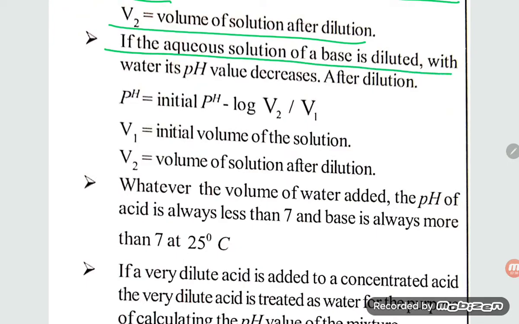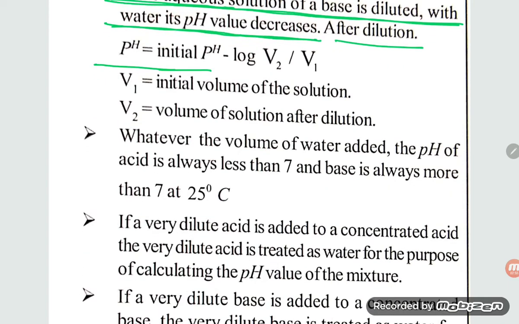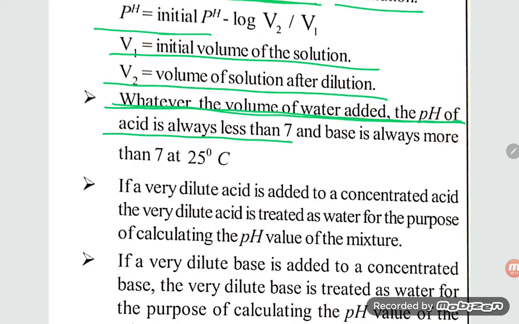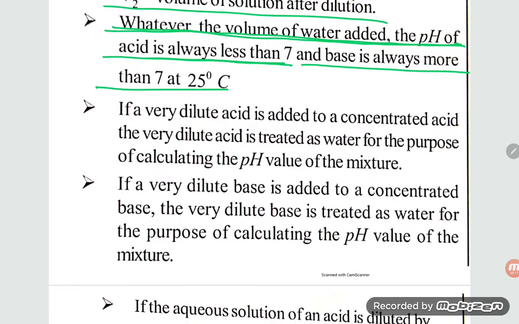If the aqueous solution of a base is diluted with water, its pH value decreases after dilution. So pH is equal to initial pH minus log V2 upon V1, where V1 is the initial volume of solution, and V2 is the volume of solution after dilution. Whatever the volume of water added, the pH of an acid is always less than 7, and of a base is always more than 7 at 25 degrees Celsius.